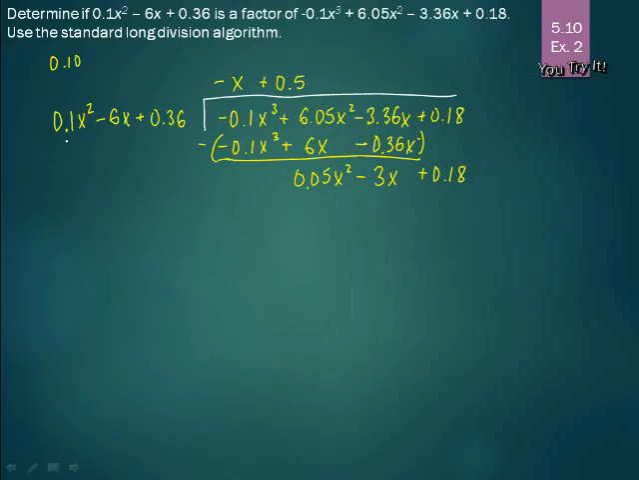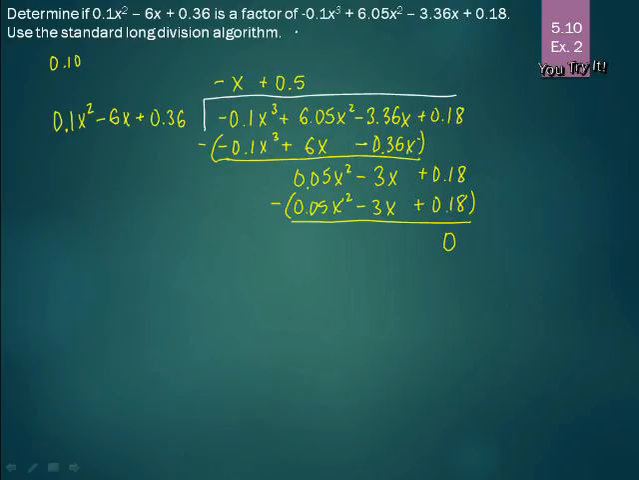So 5/10 times 1/10 x squared gives us 500ths x squared. 5/10 times negative 6x gives us minus 3x. And 5/10 times 36 hundredths, again, that's half, so it's going to be 18 hundredths. And so then subtracting that, we see that these two things are exactly the same. So if we're subtracting the exact same thing, we get 0 as a remainder.